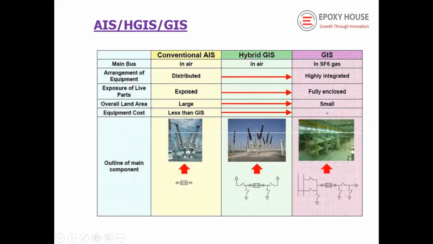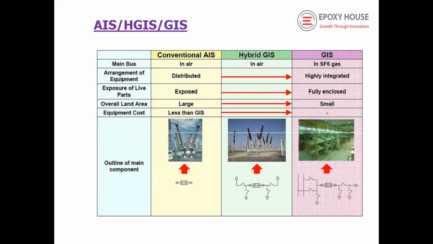Substations are divided into three types, basically depending upon the construction of the substation. In air insulated switchgear, the main bus is in the air, and in gas insulated switchgear, the main bus is in SF6 gas. So these are the three: conventional air insulated switchgear, GIS, and hybrid, which is a combination of both. It is between air insulated switchgear and GIS; they call it hybrid GIS or mixed technology switchgear.